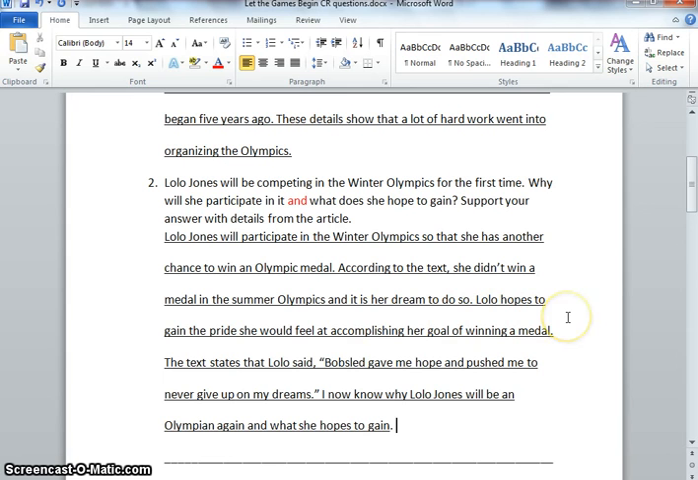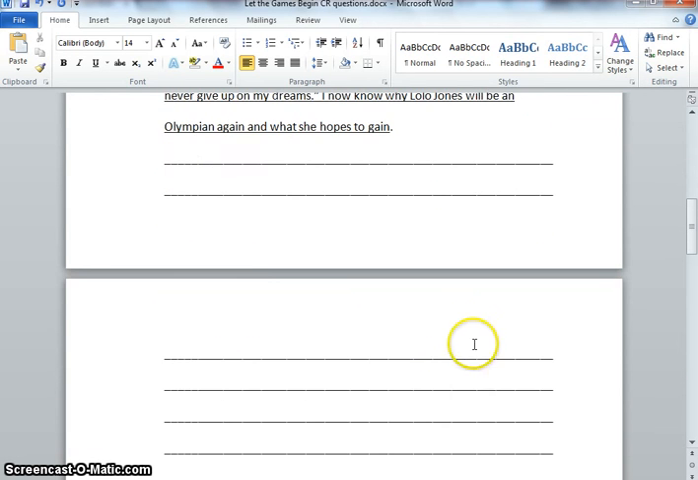Lolo hopes to gain the pride she would feel at accomplishing her goal of winning a medal. The text states that Lolo said, "Bobsled gave me hope and pushed me to never give up on my dreams." I now know why Lolo Jones will be an Olympian again and what she hopes to gain. So this is my response to question number 2.